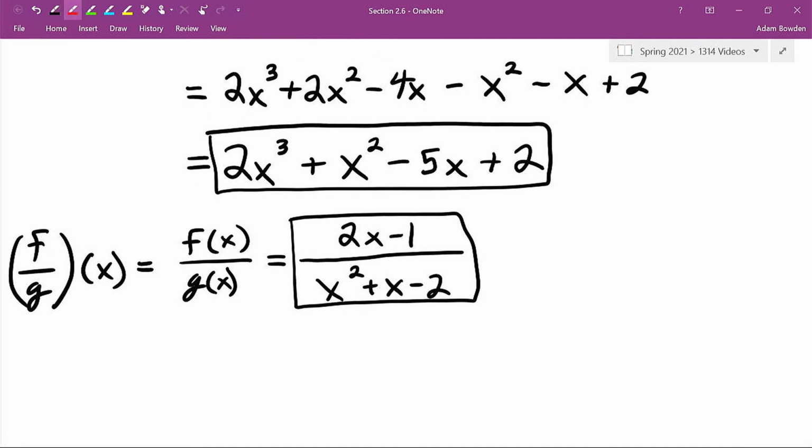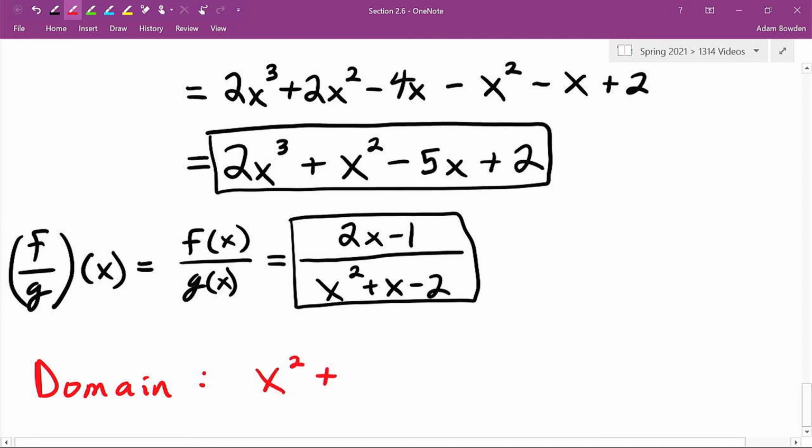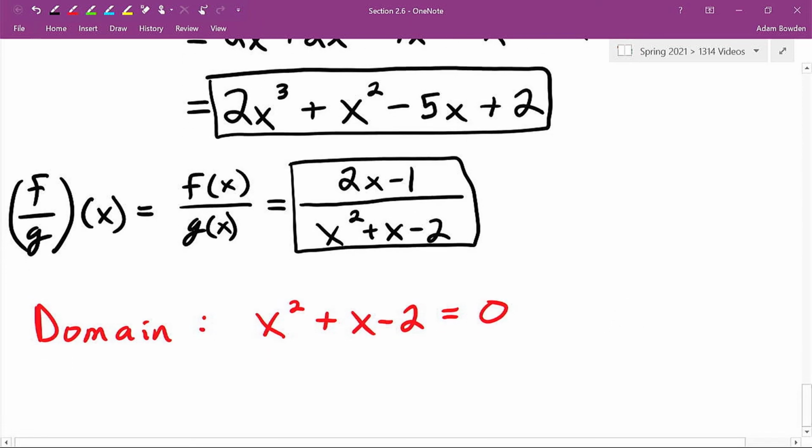Now, it did also mention the domain. In this case, if we wanted to know what the domain is of this function, we would take the denominator and set it equal to 0. In the case of this x squared plus x minus 2, we can actually factor what we have here if we want to solve it. And if I factor this one, it would factor to be x plus 2 and x minus 1.